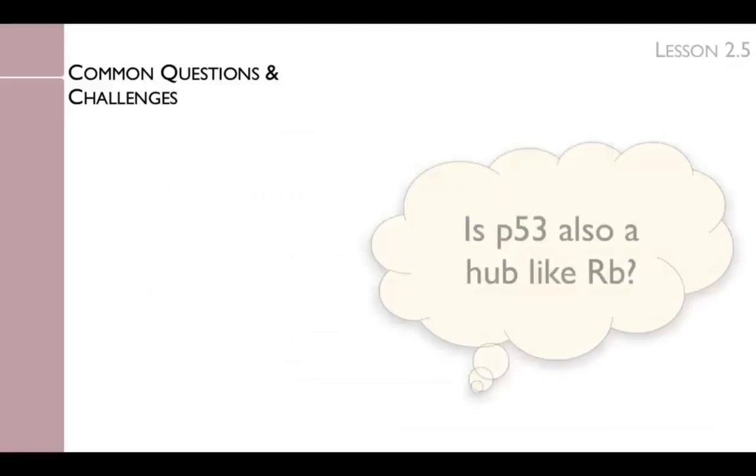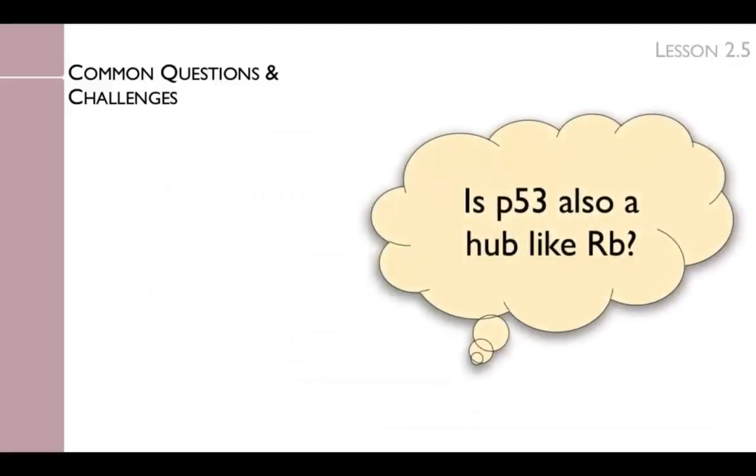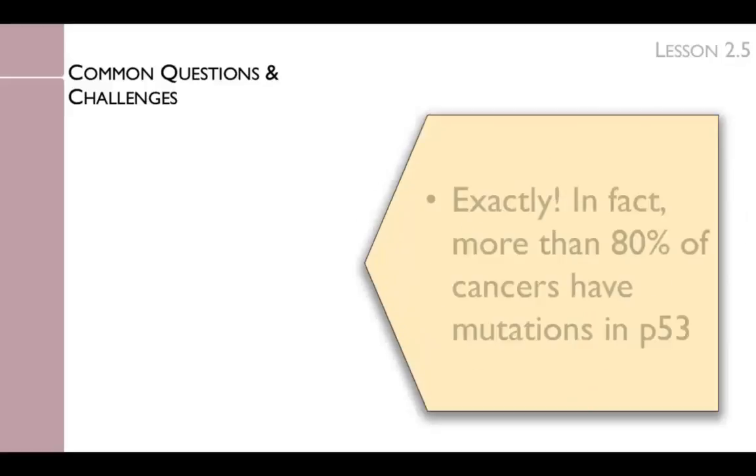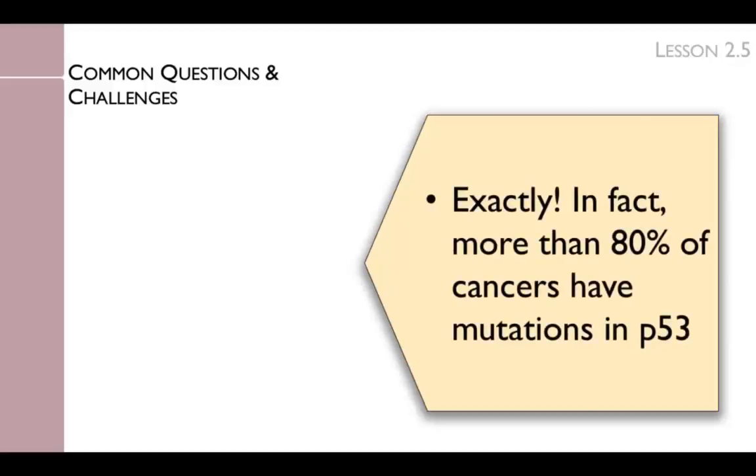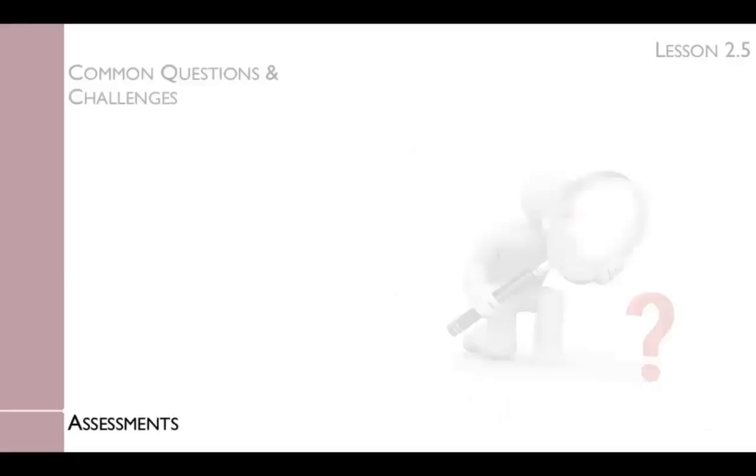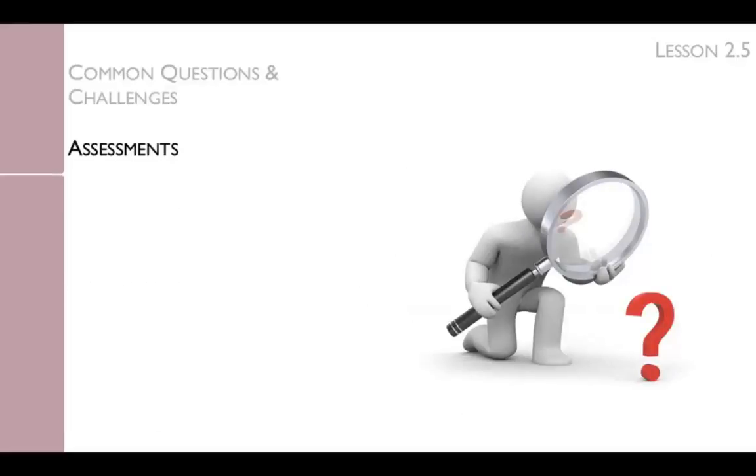Another question students ask is, is p53 also a hub like RB? Exactly. In fact, more than 80% of cancers have mutations in p53. At the end of the lesson, collect the lesson worksheets to assess students' explanations of how signaling pathways work and the strategies they found useful in winning the apoptosis card game.